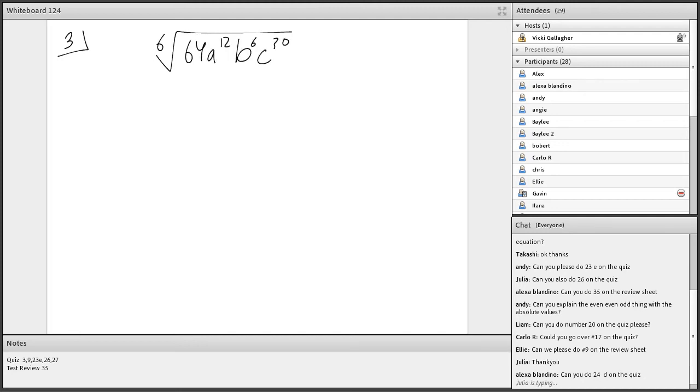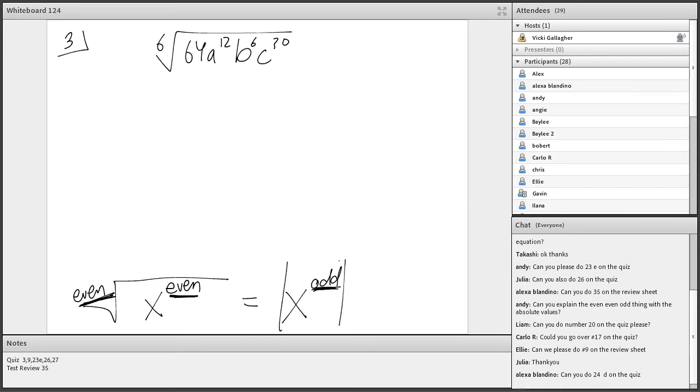Okay, so the even, even, odd thing is if your original problem has an even index, and then you have a variable, it doesn't matter what the variable is, but the variable also has an even exponent. And then when you go to write your answer, if that exponent changes to an odd number, then you need absolute value bars. So that's the even, even, odd. So an even index, an even exponent, but then when you write your answer, it turned into an odd exponent.